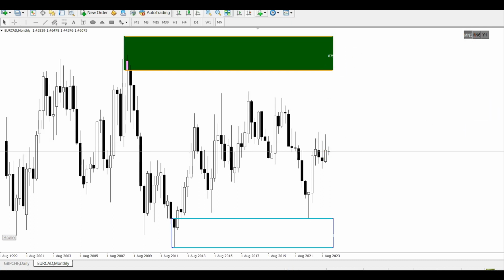But we will talk about the nearest point first of all. And what is the nearest point? The nearest supply, this area. So price will face this area first of all, because the first barrier is this one, not this one. So this is for the future.